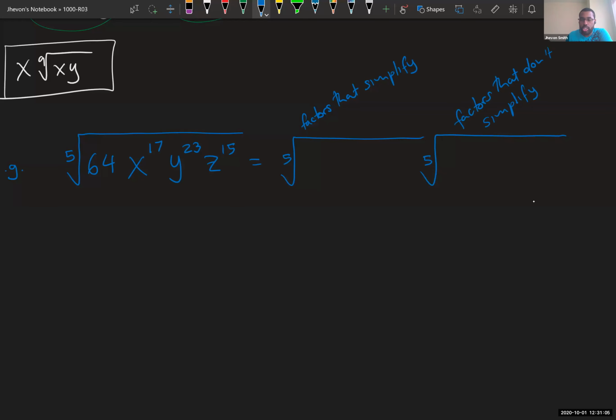Simplify in this situation has a very specific meaning. Simplify means the number on the radical divides into the power.